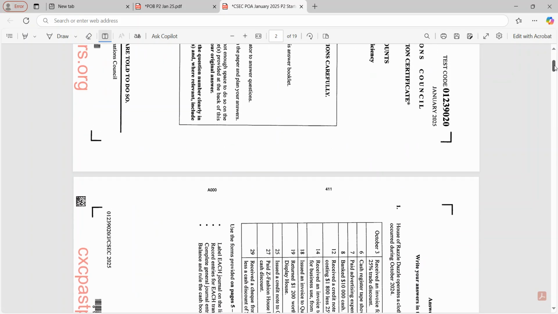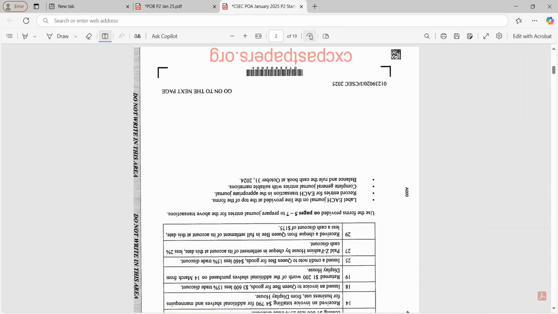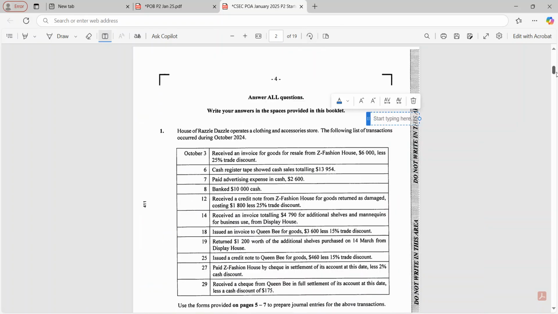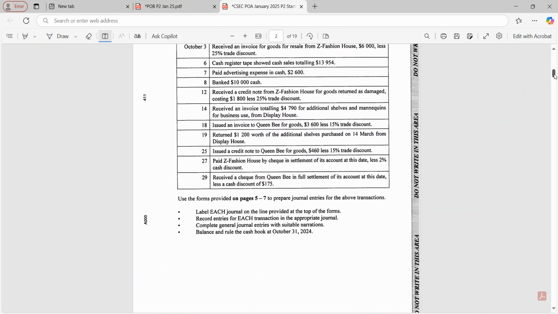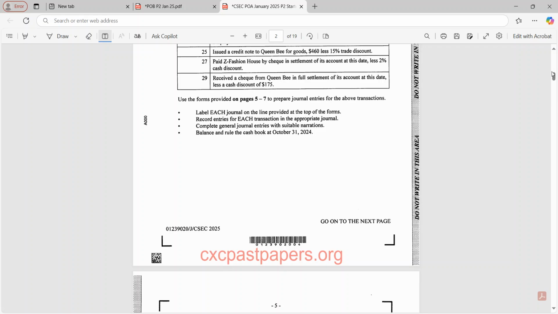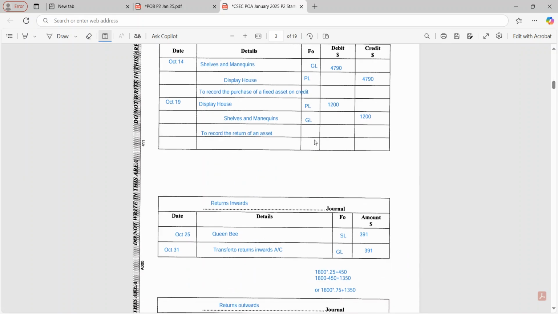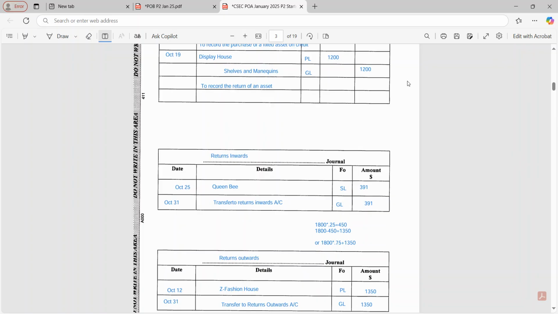So now that we have completed all the list of items, it is time for us now to balance off the account, transfer the totals of the journals and all of that. So a general journal, it is complete the way it is. For return inwards, we have to go to the end of the month. If there are more than one transactions, you would have to total them, but in this case, each journal only has one. So it's going to be transfer to return inwards account, being that we're dealing with the returns inwards journal, and it's going to go to the general ledger, and it's 391.